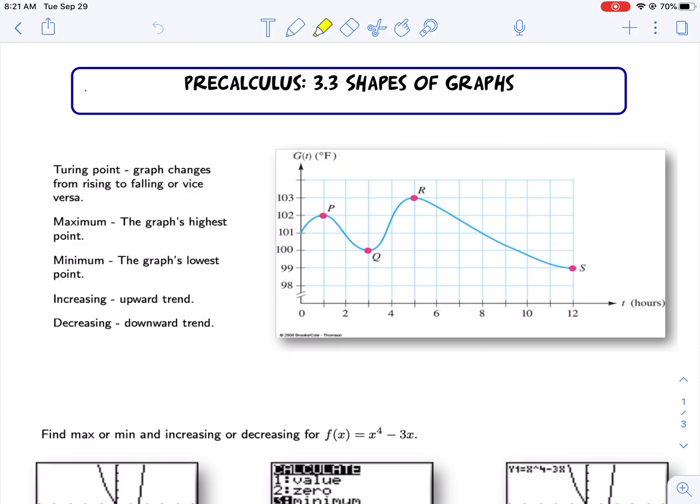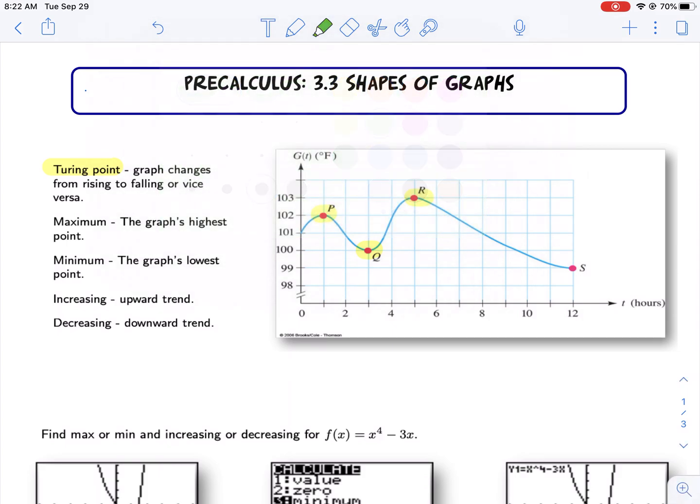So a couple things about vocab. We start off with turning point. That should be turning, not hurrying point. Gotta love typing, I apologize. But that is where the graph changes from rising to falling or vice versa. Maybe it was falling and then it rose. So those turning points would be like point P, point Q, point R. Notice right here it's increasing up to P, then it changes shape. So when it actually changes shape, that's called the turning point.